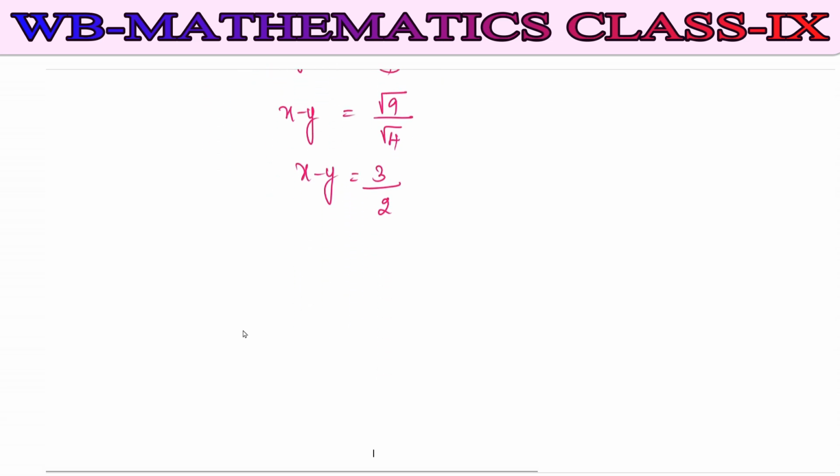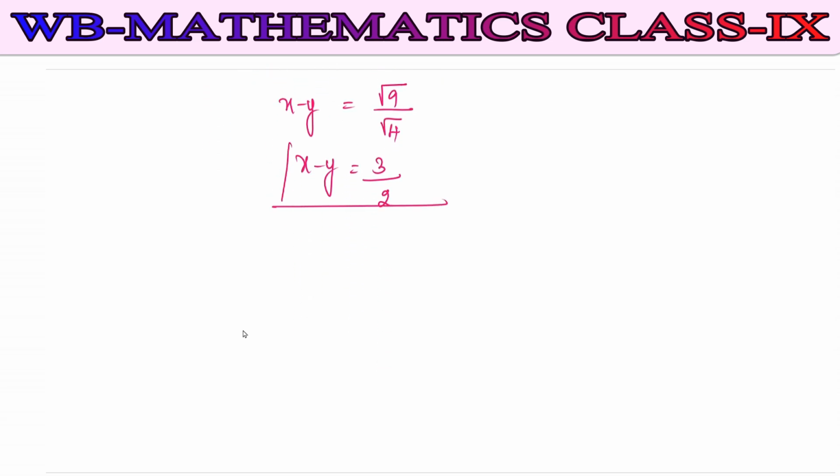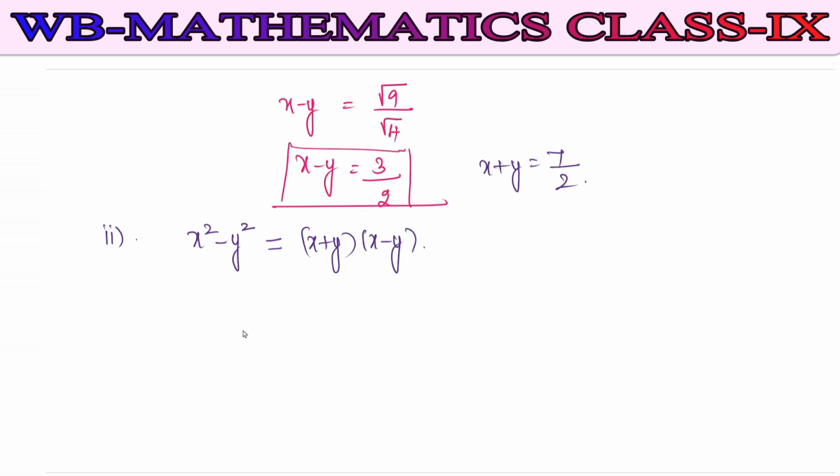So we found here x minus y is equal to 3 by 2, and the given condition is x plus y is equal to 7 by 2. The second sub question, here we need to find x square minus y square. We know very well x square minus y square is equal to x plus y into x minus y. This is the identity. So I am going to substitute the values here.